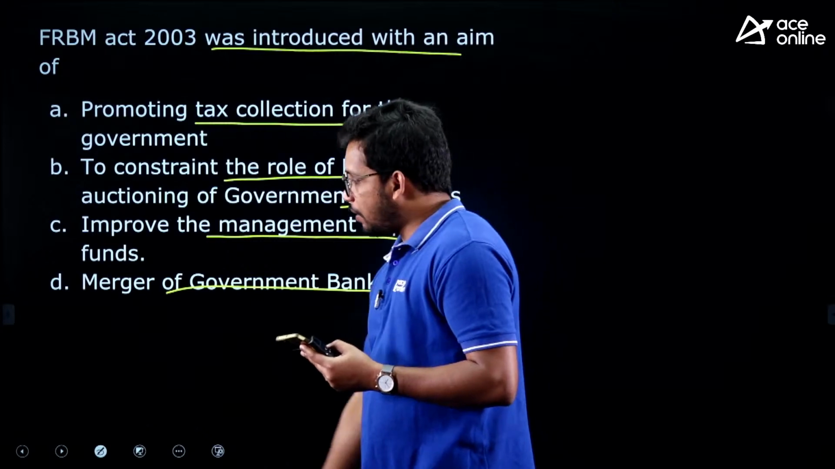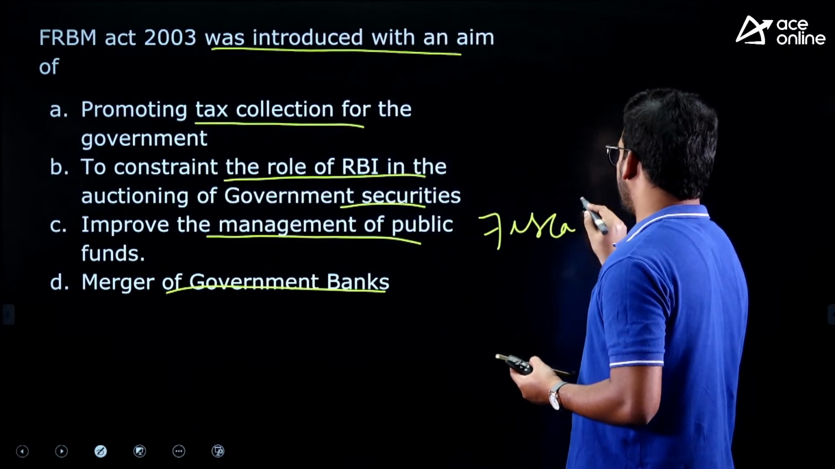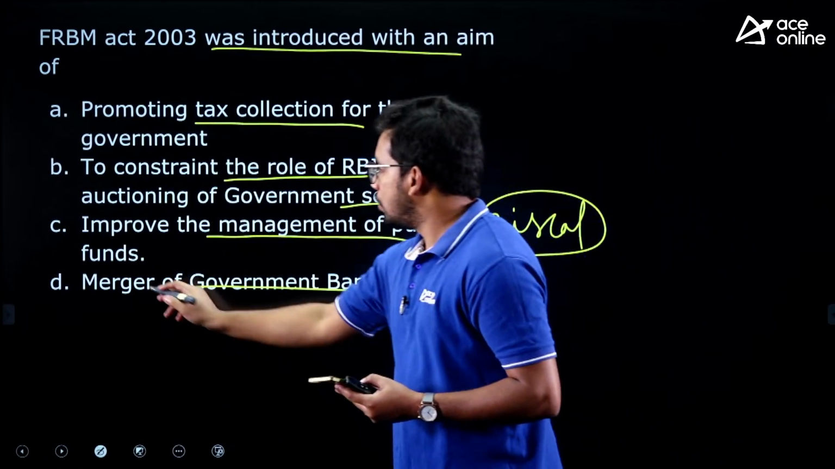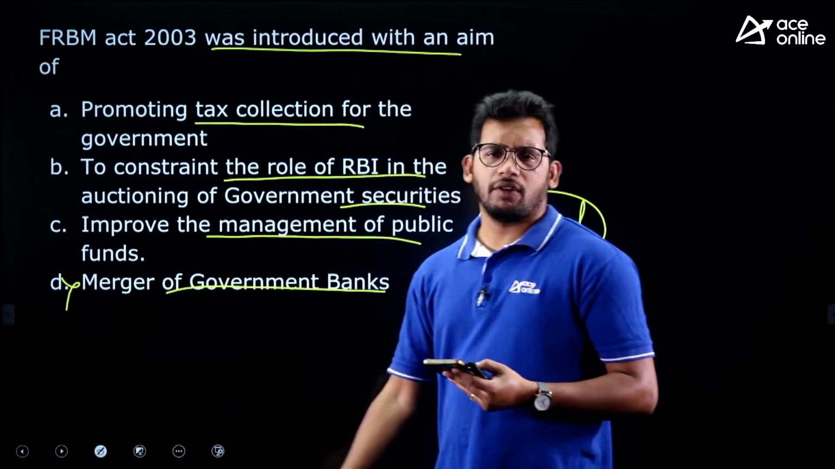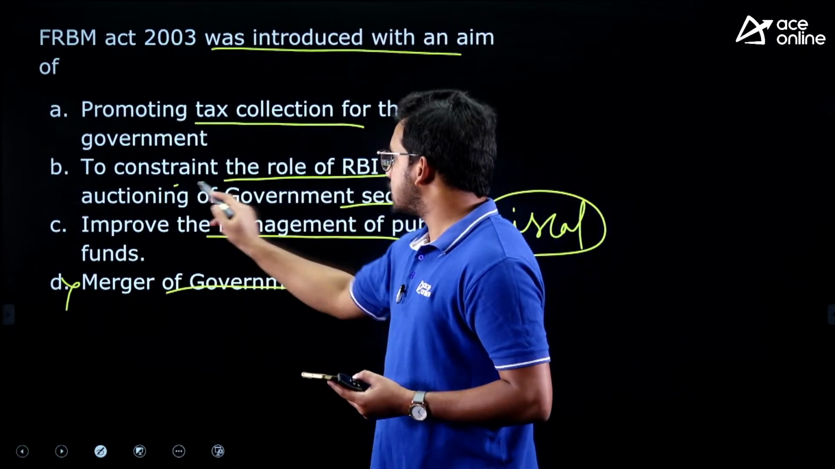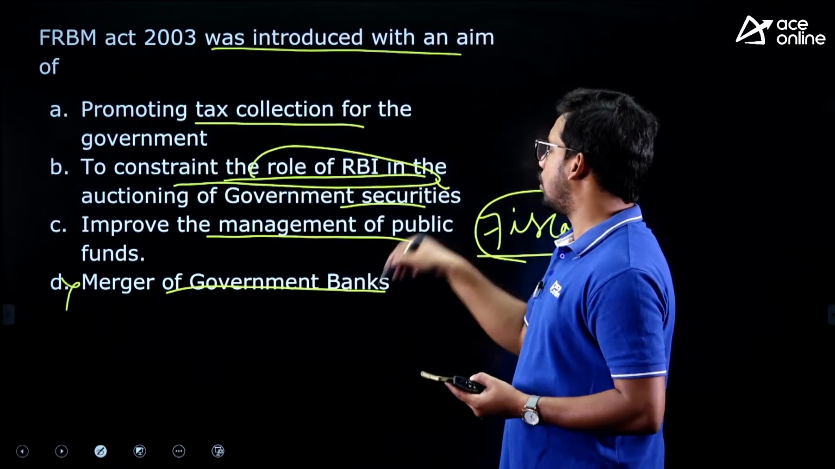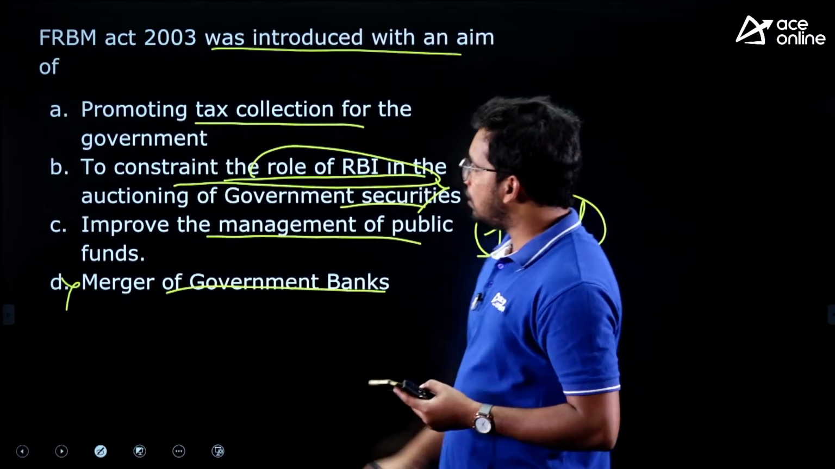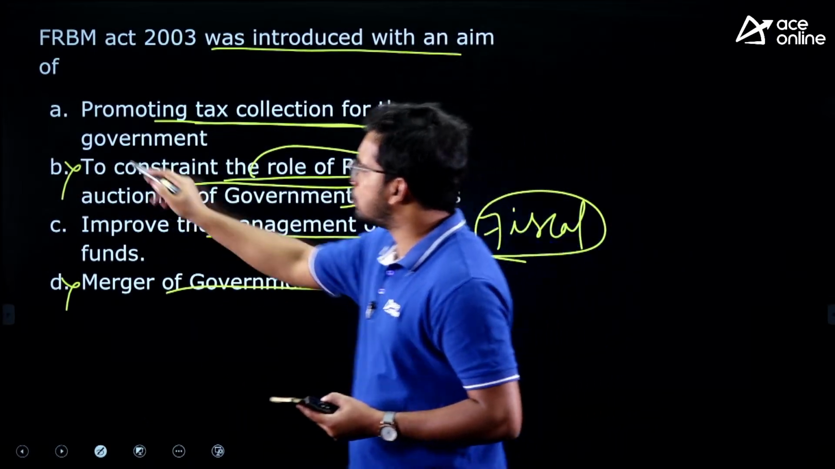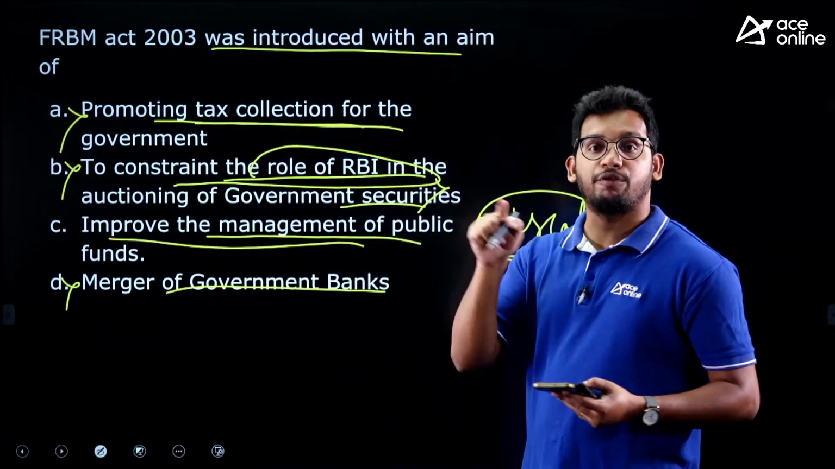So you can eliminate. Fiscal here means government management, right? So merger of banks is not related to that particular act. Now constrained RBI. No, fiscal means not RBI. It is not related to government securities also. B is also eliminated. Promoting tax collection for government. No, this is also wrong. Answer is C. Improve management of public funds.